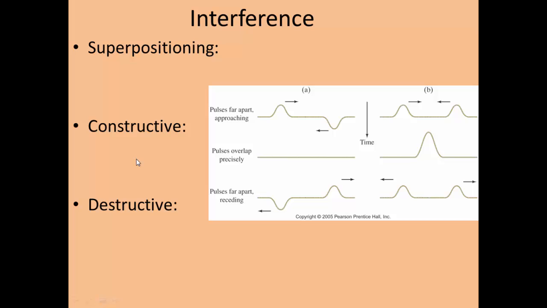Now let's look at what happens if we have two wavefronts approaching each other, like here in part A, where one is at the top of the string and one is at the bottom of the string. As they approach each other, at some point in time, those two wave pulses are going to be precisely overlapping each other. And that's when we get what we call superposition. When we have situations of superposition, what that tells us is that the displacement of the particles is the sum of the individual displacements.